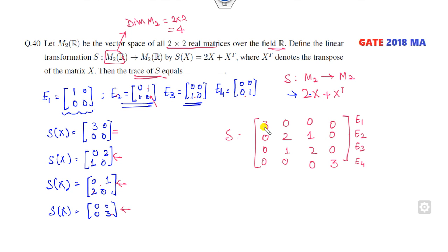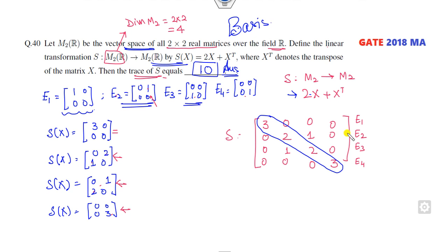Now what is the trace of this? Trace is nothing but the sum of the diagonal values. So the right answer is 10. Remember always, whenever there is a vector space and some transformation is given to you, you always start with a basis, write the matrix, and then talk about the answer.